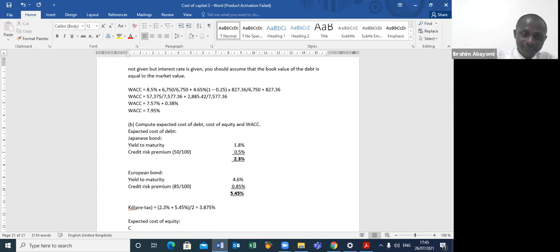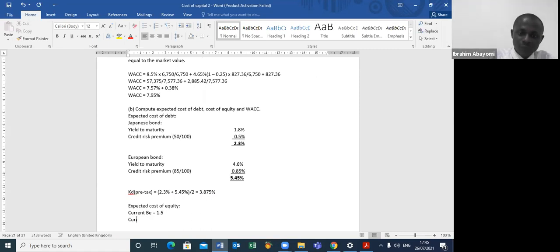So my current beta of equity is equal to 1.5. Now, what's the current debt? The current debt of Jupiter is $800 million. What is the current equity? You know we are using market value, don't forget. So I think it's 827.36. We are using market value, 827.36. So that's the current value of debt.